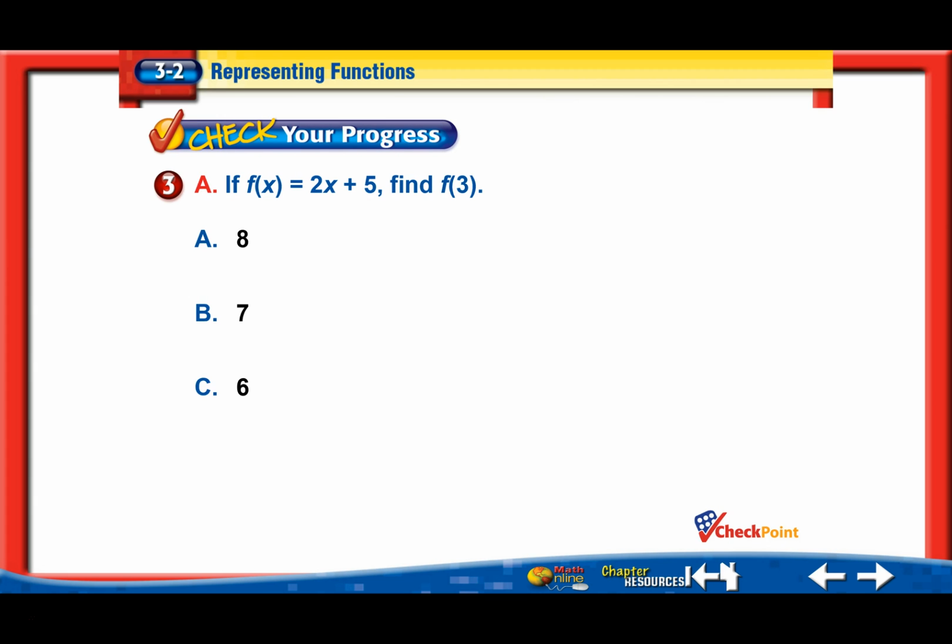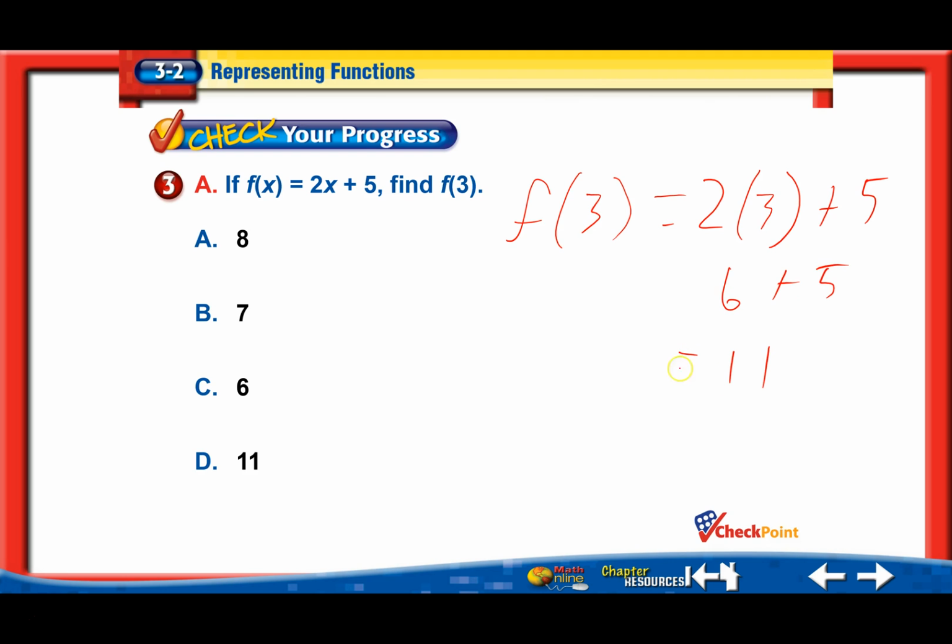Pause this, give it a shot. All right, so I'm going to substitute 3 in for both x's. So I'm going to say f of 3 equals 2 times 3 plus 5. I'm only going to solve the right-hand side here. So I'm going to go 6 plus 5, and that's going to equal 11. So f of 3 equals 11. That was a funky little thing there. Moving on.